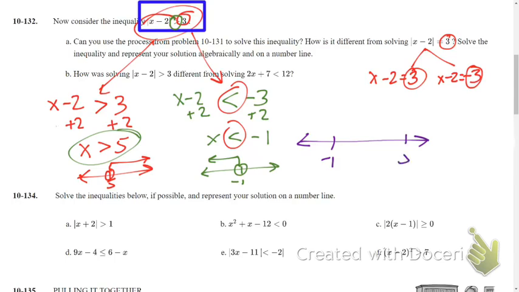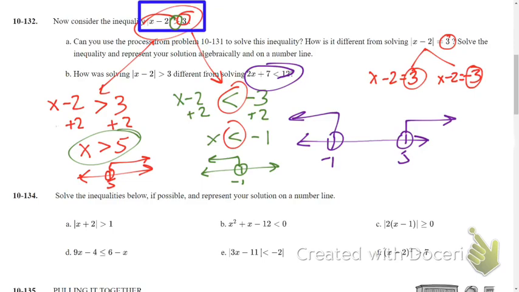There's negative 1, there's a positive 5. So x is greater than 5, x is less than negative 1. This is what we call a compound inequality. There are two different solutions that will still make this true. Okay, all right, so I'm not going to answer question B for this problem. How was solving it different from solving a regular inequality? Pretty much self-explanatory there.